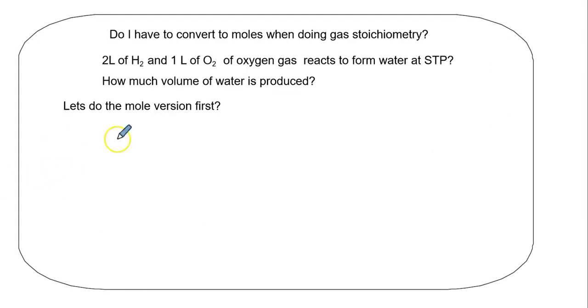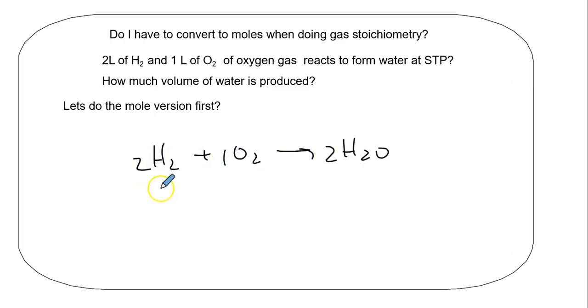Good problem. Alright, do I have to convert to moles in stoichiometry? Okay, so let's try this out once here. I've got H2 plus O2 yields H2O. And in this case here, I have a 2. So I've got to put a 2 here and a 2 here and a 1 here. So I've got 2 liters of this and I've got 1 liter of this.